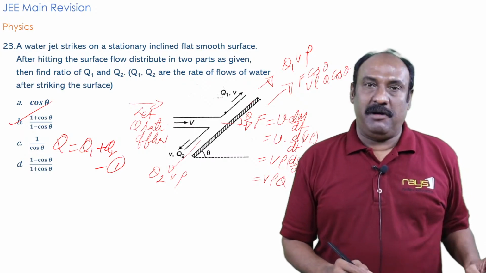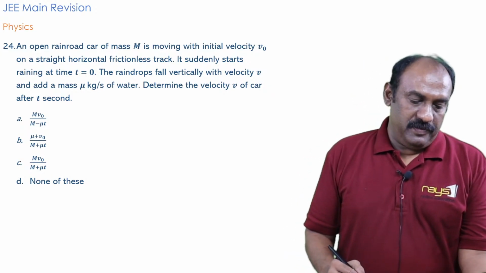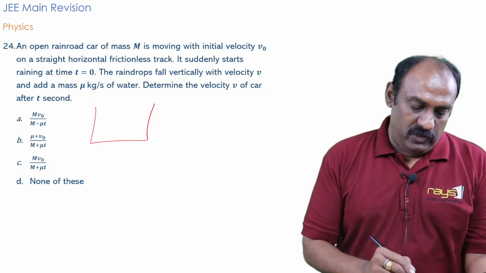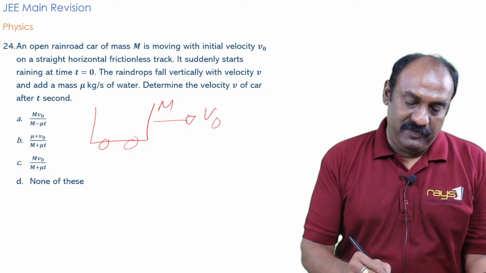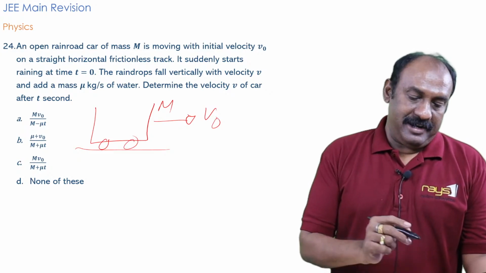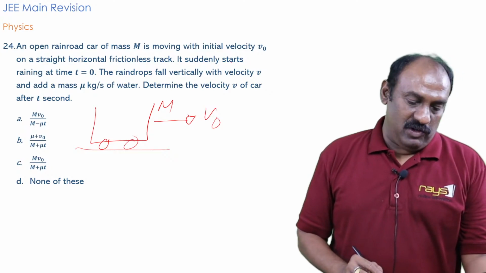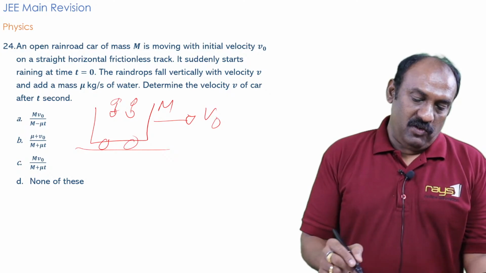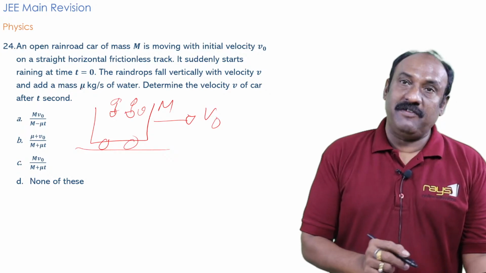Another standard model question. Question number 24. An open railroad car of mass m moves with initial velocity v0 on a straight horizontal frictionless track. It suddenly starts raining at time t equal to 0. The raindrops are falling vertically with velocity v, and add mass at mu kg per second.